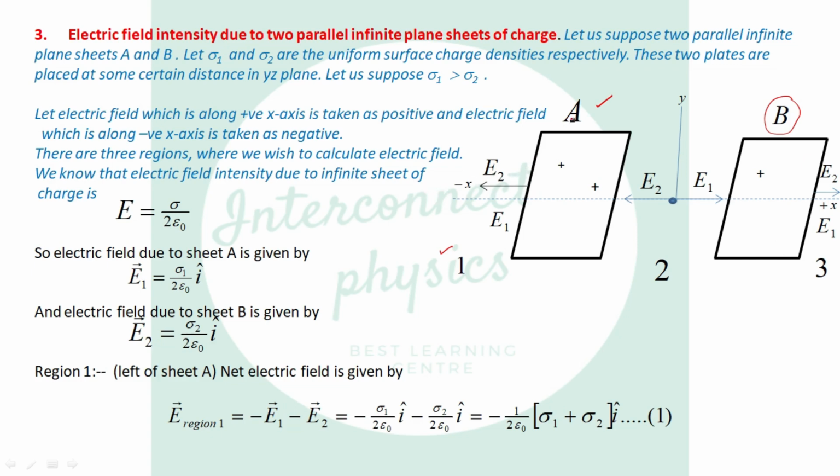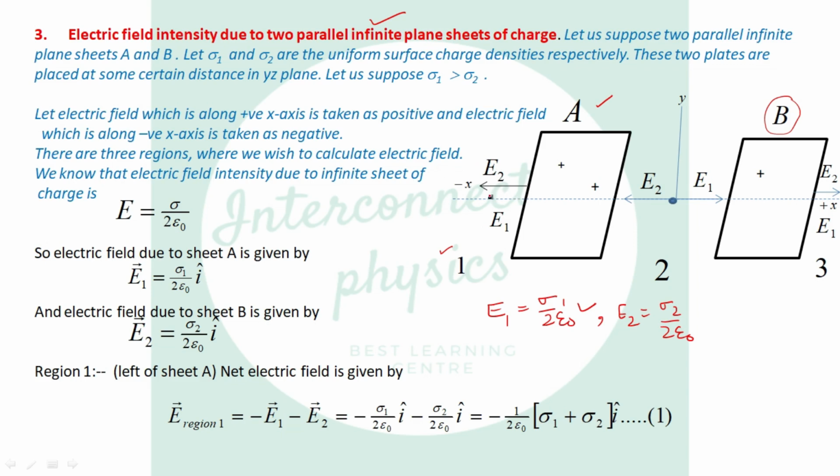Now you see, the electric field produced by a sheet, we know, is sigma over 2 epsilon naught, because it is given as an infinite plane sheet, so we take it as sigma over 2 epsilon naught. Now the electric field produced by sheet 1 will be E1 equal to sigma 1 over 2 epsilon naught. Okay, and the electric field produced by sheet 2 will be sigma 2 over 2 epsilon naught. So let us suppose we are in the first region.